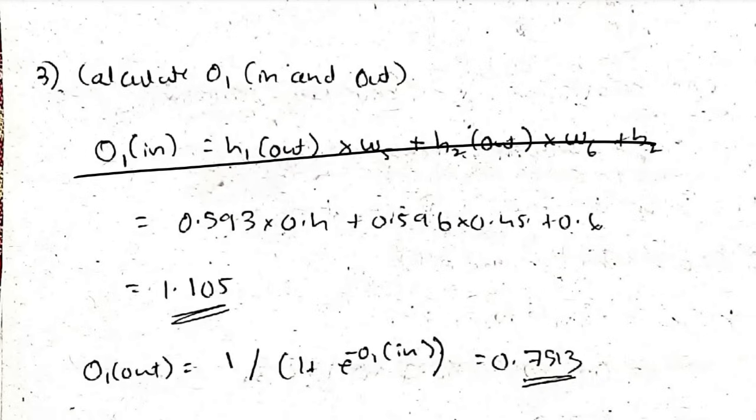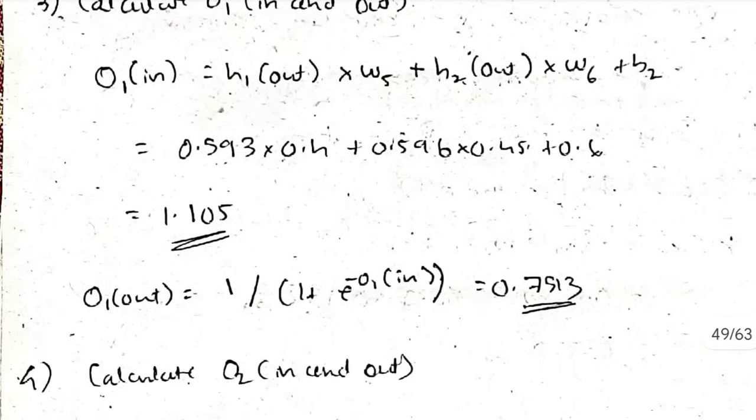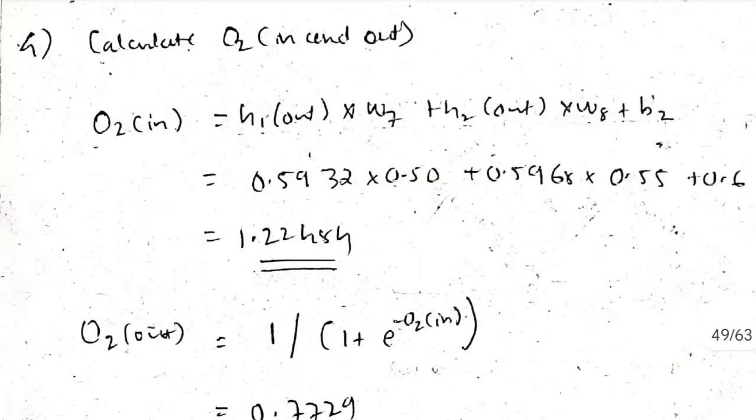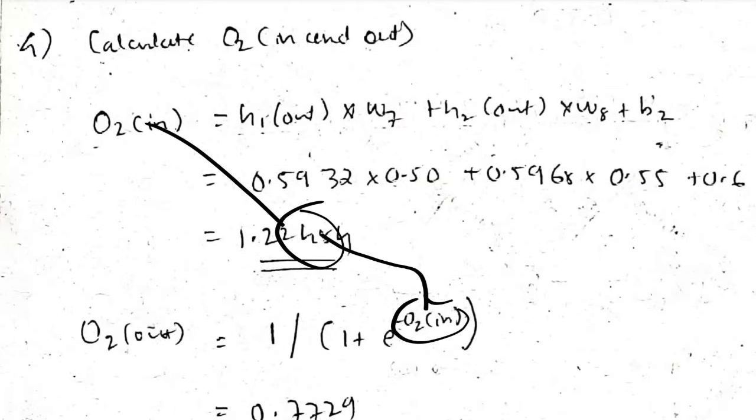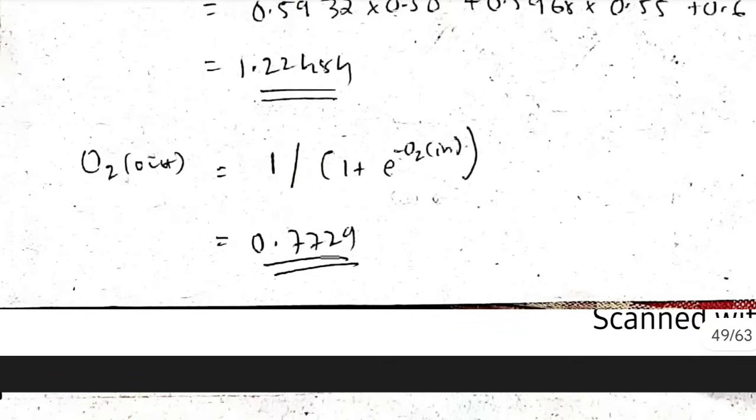This is the formula for O1 in and for O1 out. Once you get the O1 in, substitute that in this formula to get O1 out. Same thing goes for O2 in and O2 out. First calculate the O2 in, substitute this in this formula and get the O2 out value.